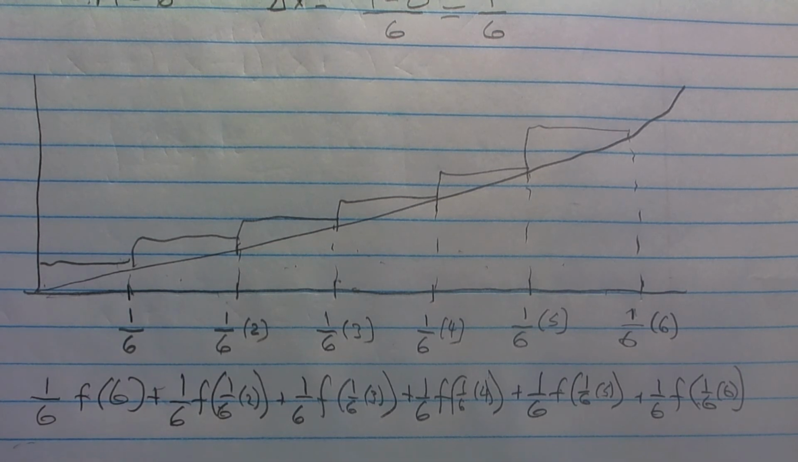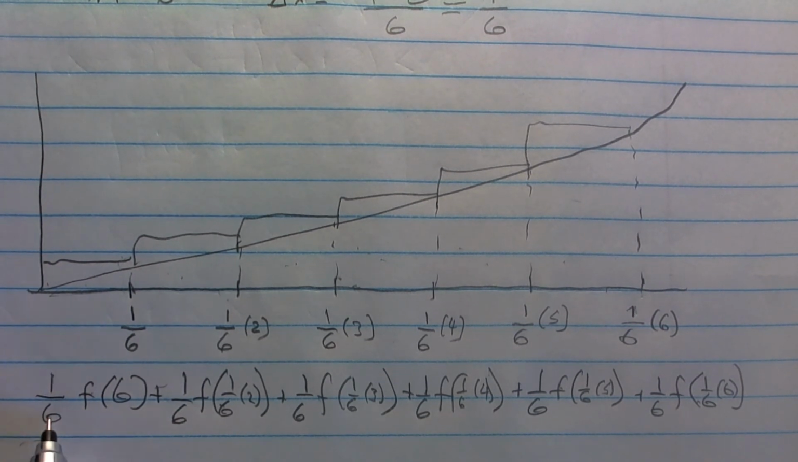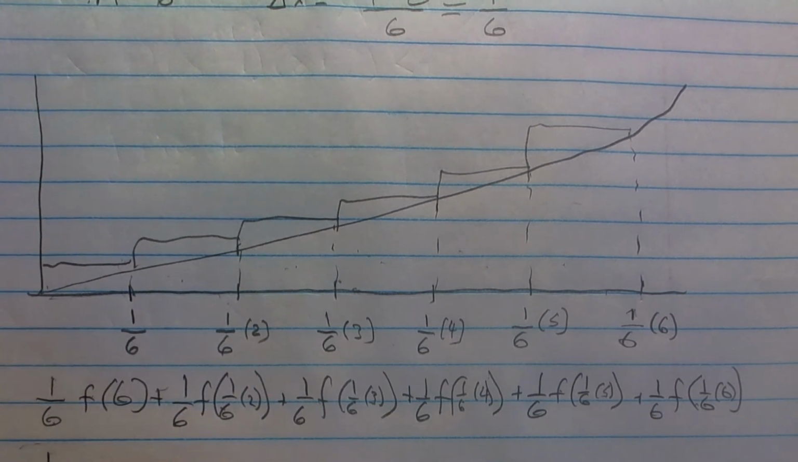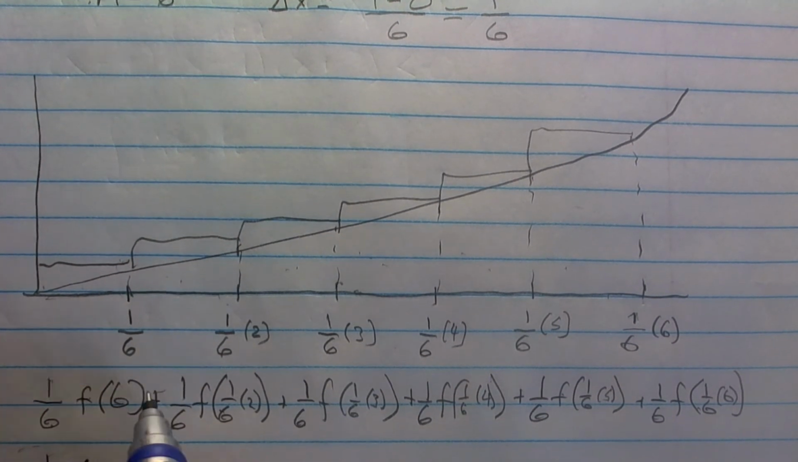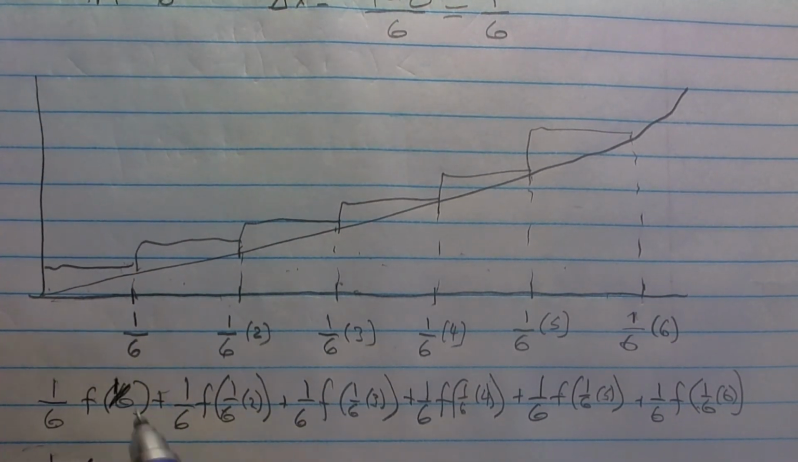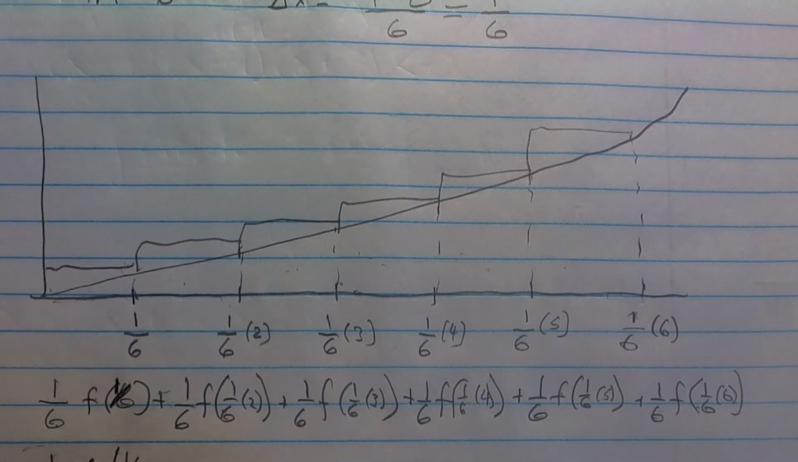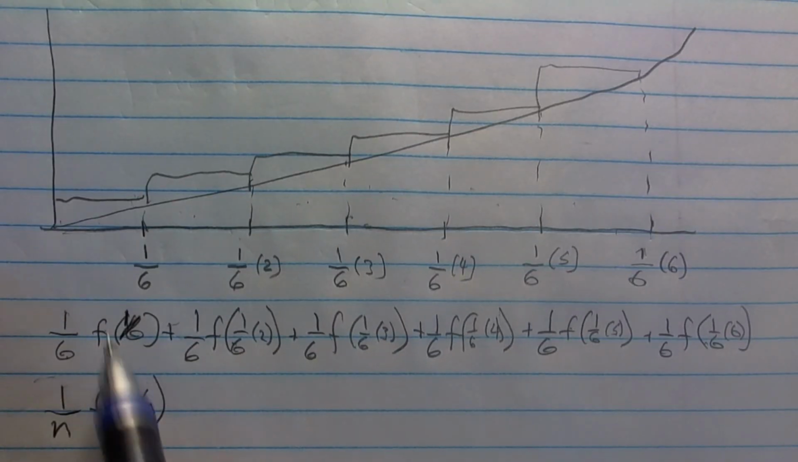Now, let me ask you a question. What would change if instead of 6 rectangles, I had n rectangles? Well, instead of 1/6, this would be 1/n. So I would have 1/n. And this should be 1/6 here. It looks like I put f of 6. It's 1/6. So then this would be f of 1/n. See how this would change?